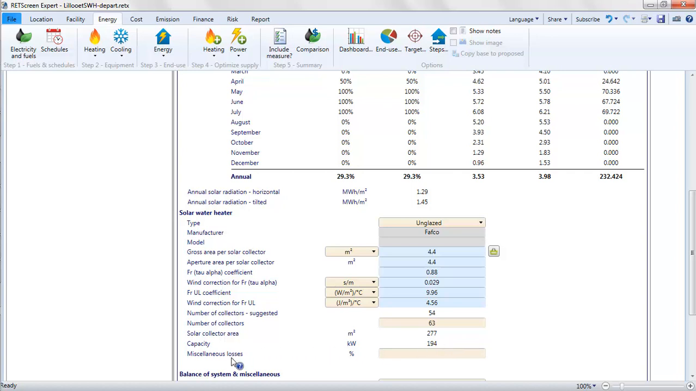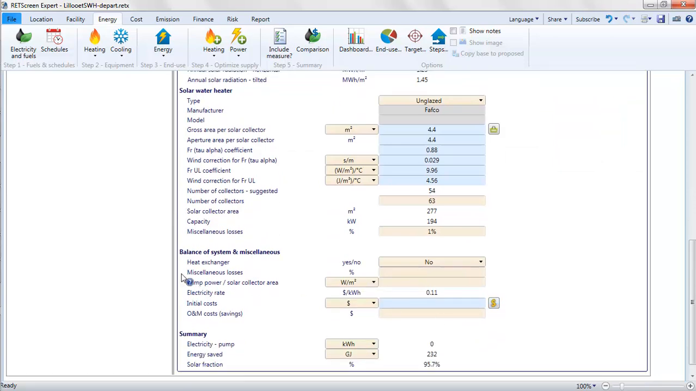The miscellaneous collector losses will be estimated at 1%, a fairly low level. This reflects that during the season of use, there should be no snow losses and dust should not be too problematic due to regular rain. No heat exchanger is required because the collector is used only in summer, no freeze protection is required, and the pool water can circulate directly in the collector. There is no storage tank, so no losses are associated with that.